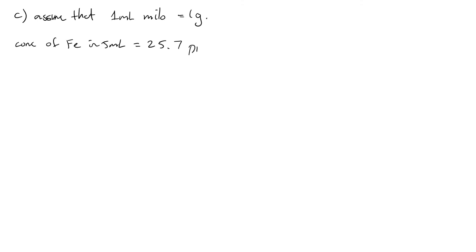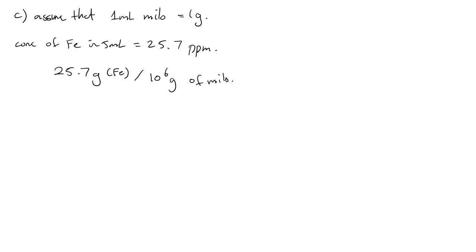Now let's move on to part C, which says determine the mass of iron you would consume by drinking a 250 milliliter glass of Milo. So first, we need to assume that a milliliter of Milo equals a gram. That's the first step. Now the second step, we know that the concentration of Fe in 5 mils equals 25.7 parts per million. So that's basically saying there's 25.7 grams of Fe per million parts of Milo, or million grams of Milo.